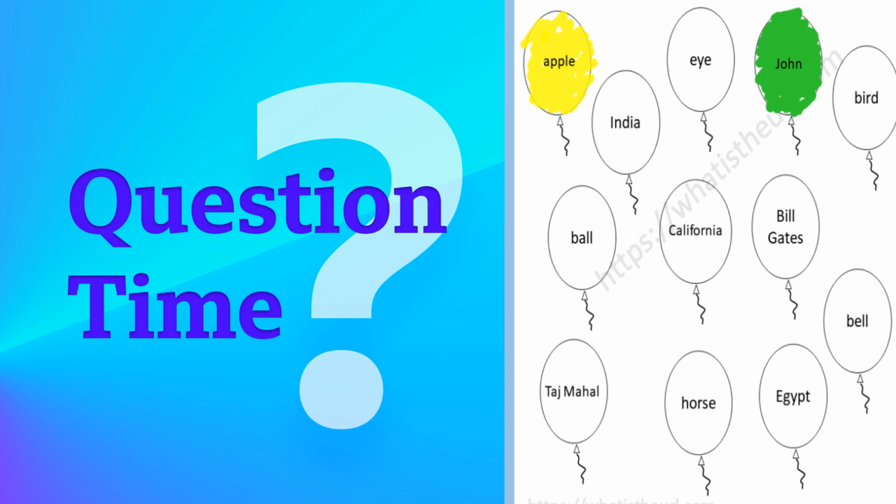All you'll have to do is, in your rough book, identify which one is a proper noun and which is a common noun. Jot it down in your rough book and send it to me. Now the words are: I, bird, India, ball, California, Bill Gates, bell, Egypt, horse, Taj Mahal.